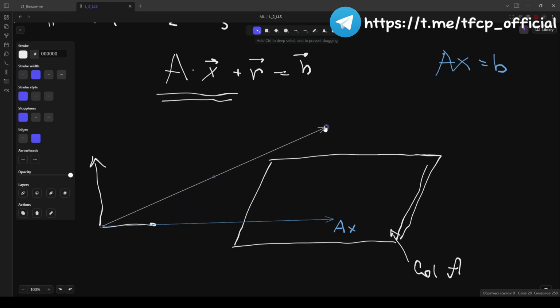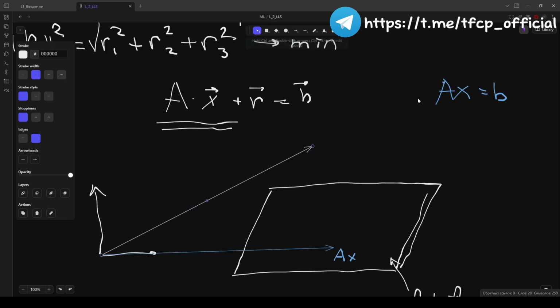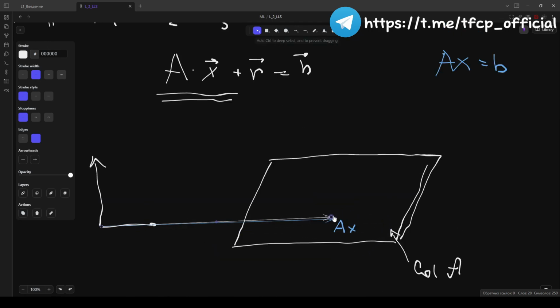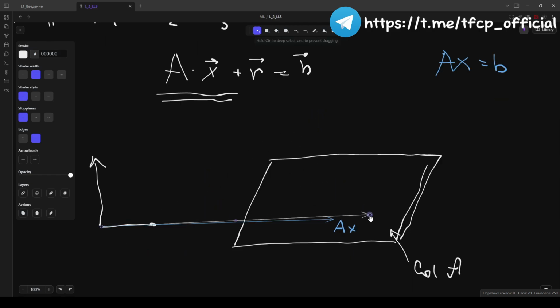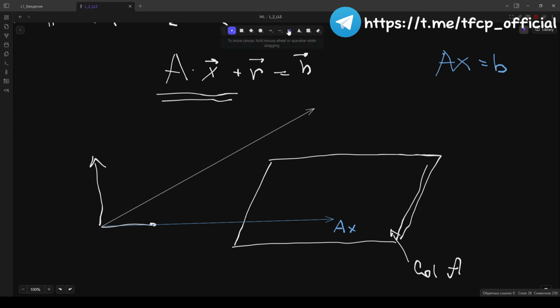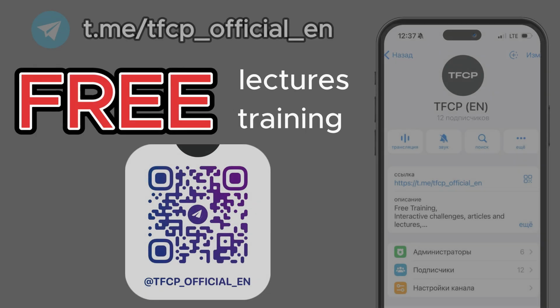But since, as we have already established, there is no exact solution, what does this indicate? This indicates that vector b does not belong to this column space. It is located somewhere outside, in other words, outside this plane. Because we have this solution, here it is: Ax is b minus vector r. This means that vector b lies outside of this space. Do you understand this point? It's somewhere around here.